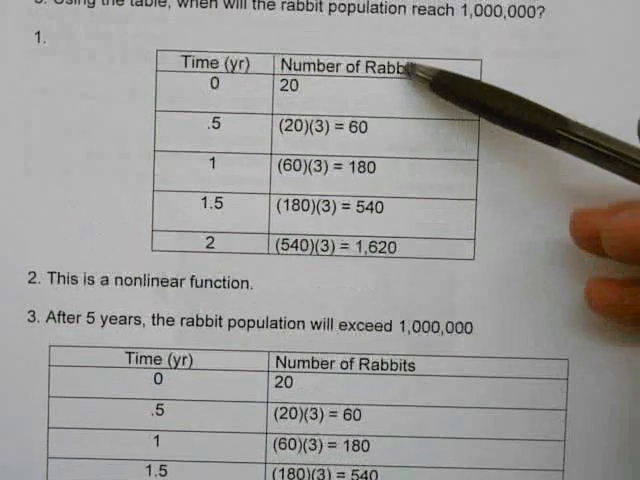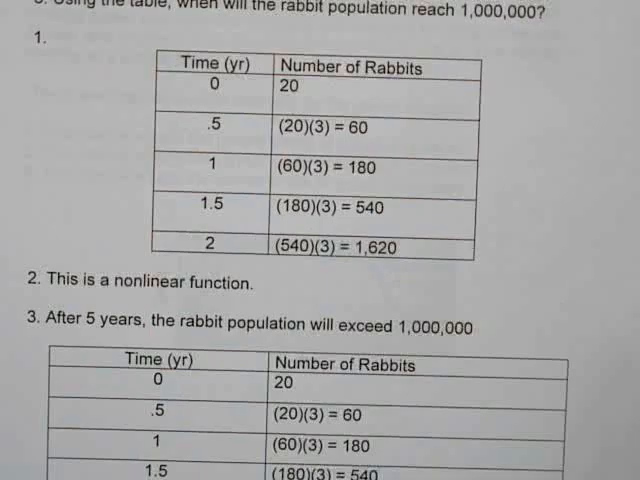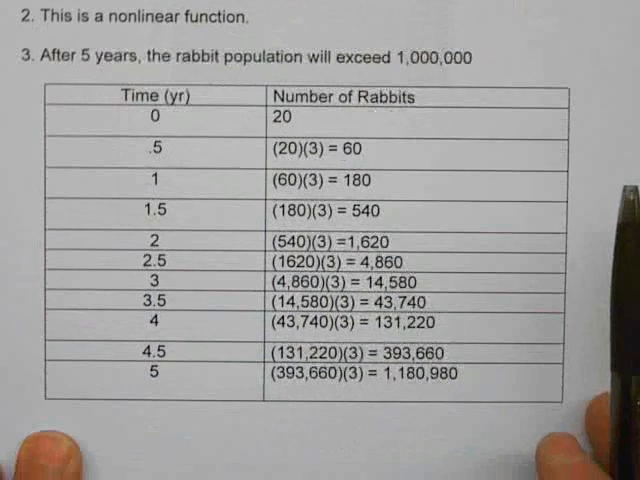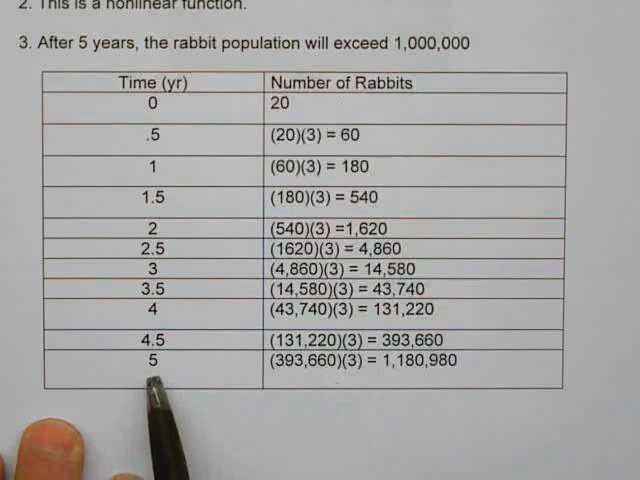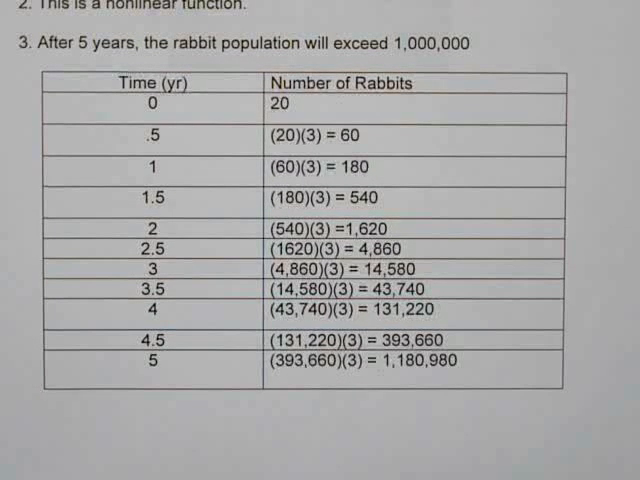Essentially, I followed this pattern through here, and I hope I did this accurately. I think I did, and I got all the way down to year 5. So after 5 years, there would be over 1 million rabbits, and that's a whole lot of bunnies. Okay.